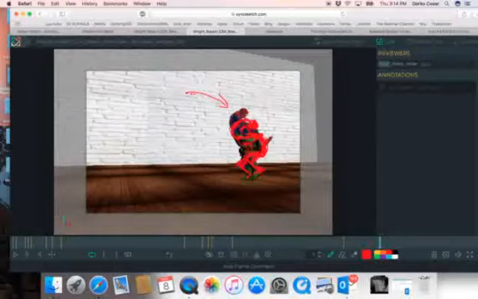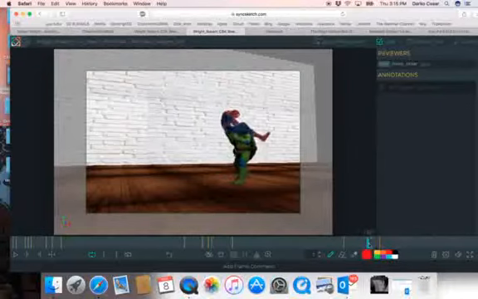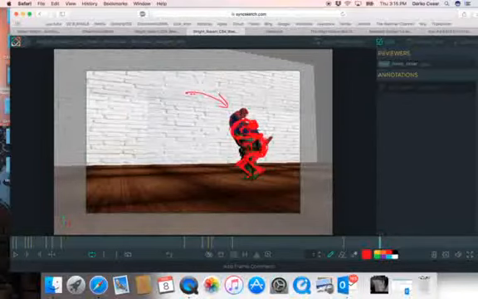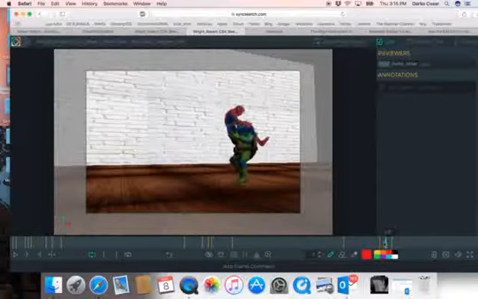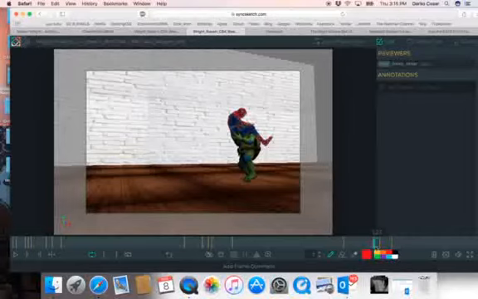Otherwise, if you don't have this squash on the top, it's going to look just as it looks, very stiff. You see, Spider-Man looks stiff. You have to squash him, and then as the turtle comes forward, he goes back up.